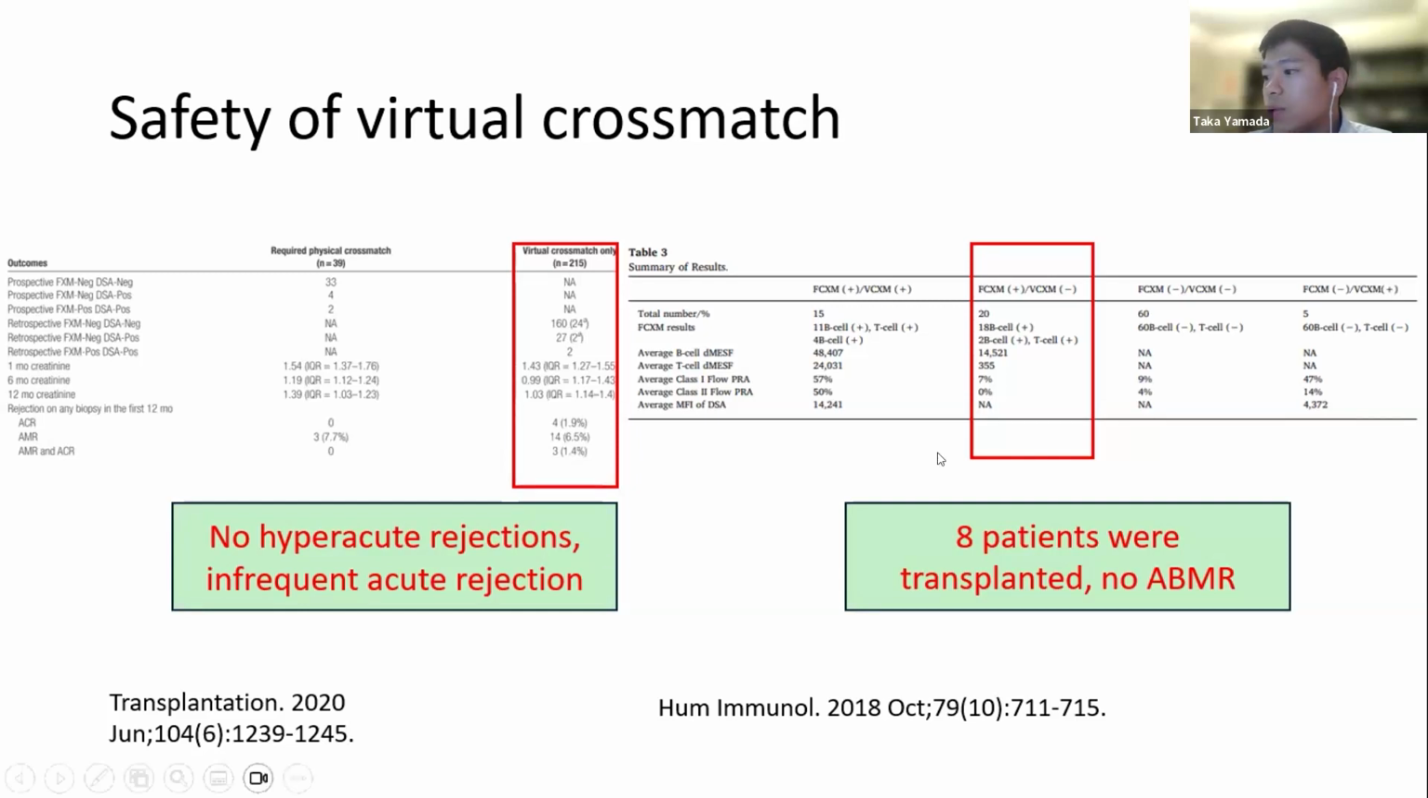For those 20 cases where the flow cytometer was positive and virtual crossmatch negative, 8 patients were transplanted, and none of those recipients experienced early antibody-mediated rejection. Of note, in some of these false positive cases, patients had autoantibodies.